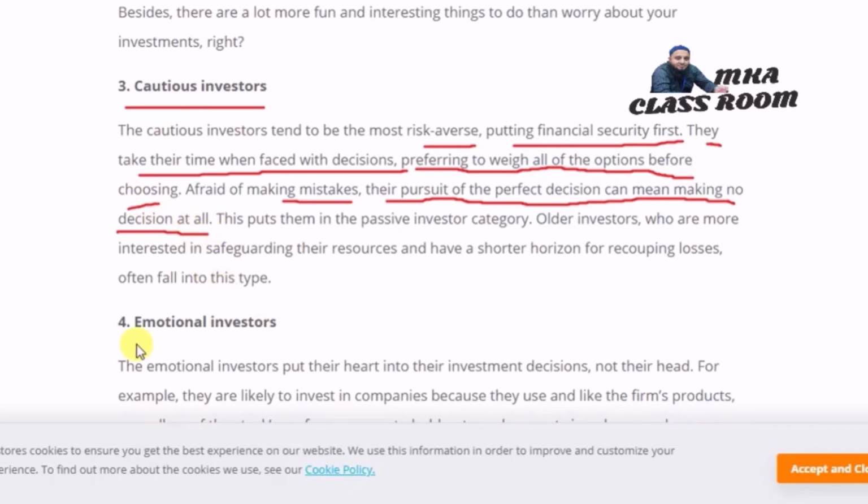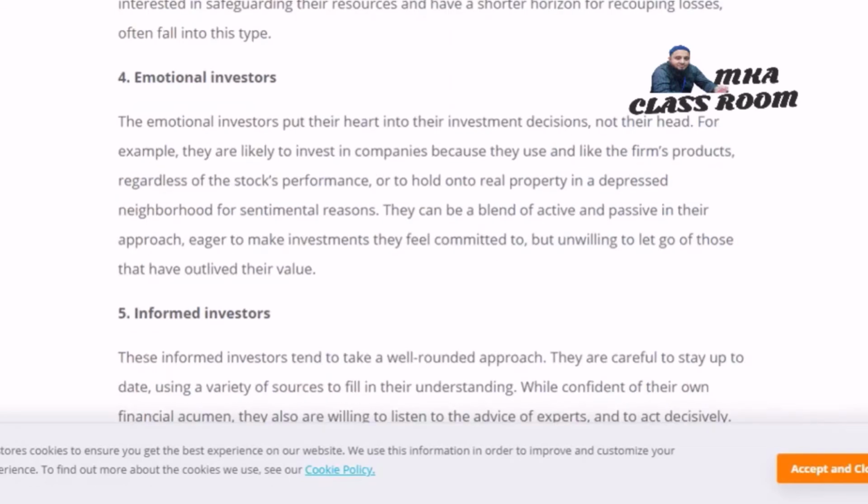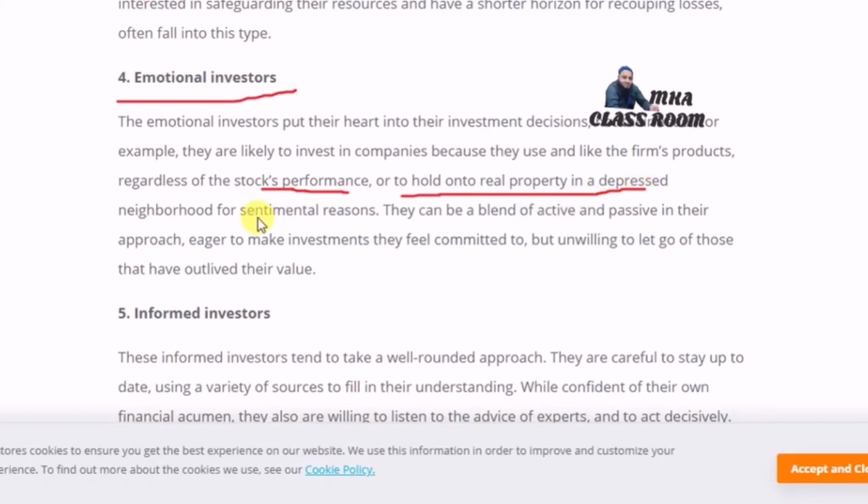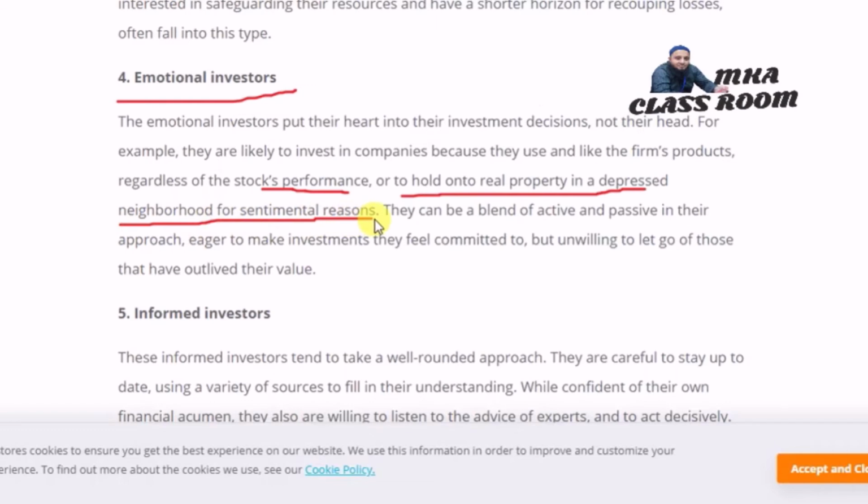Then number 4, another type of investor, emotional investors. The emotional investors put their heart into their investment decisions, not their head. For example, they are likely to invest in companies because they use and like the firm's products, regardless of a stock's performance, or to hold on to real property in a declining neighborhood for sentimental reasons. That is the emotional investor.